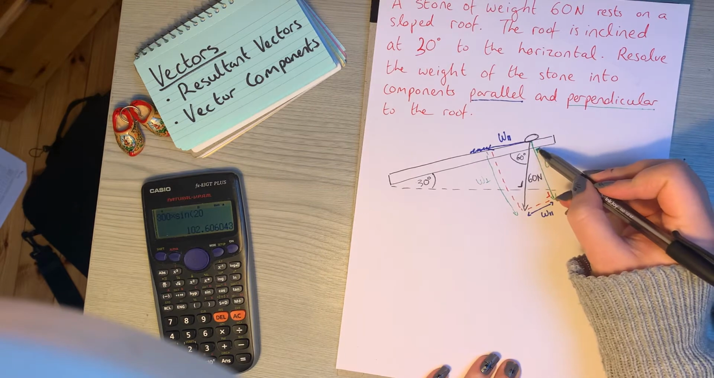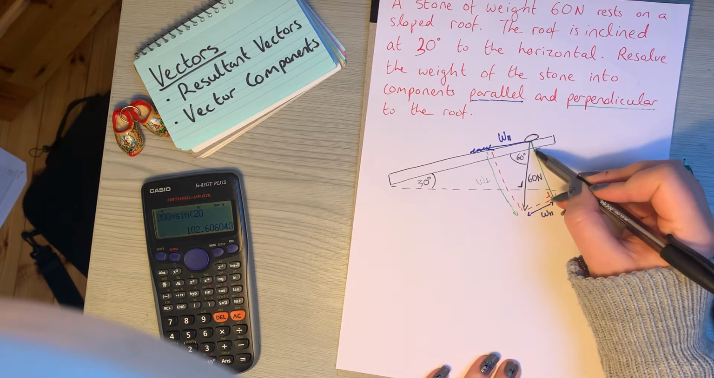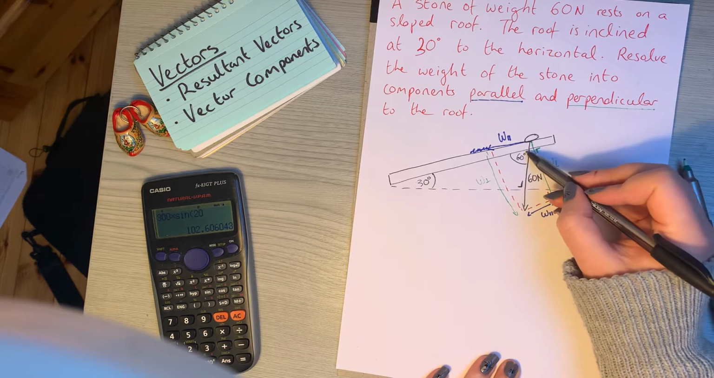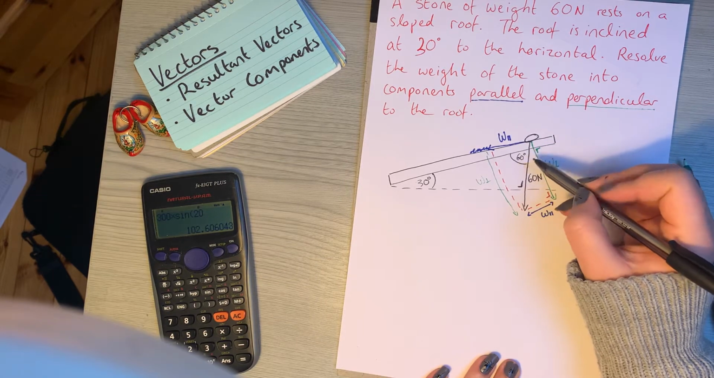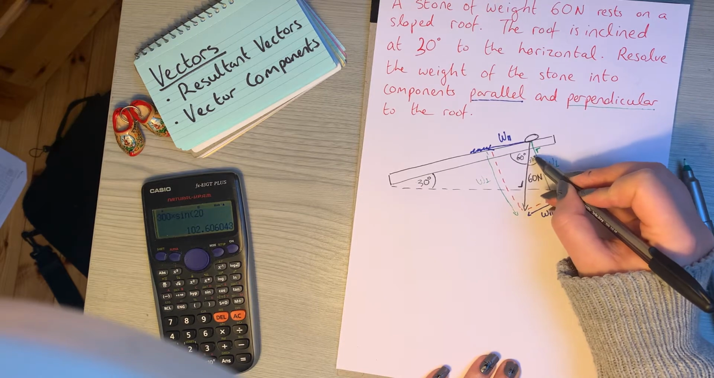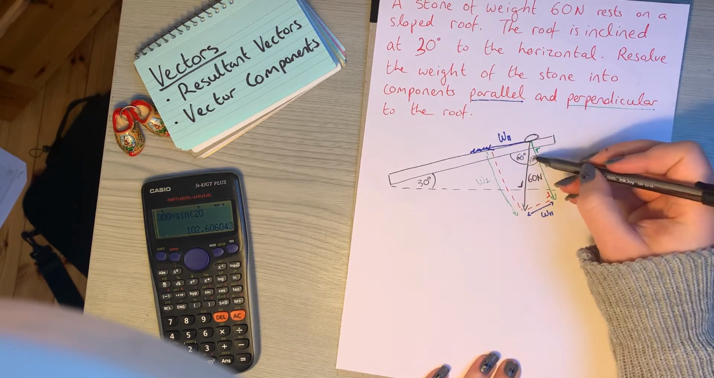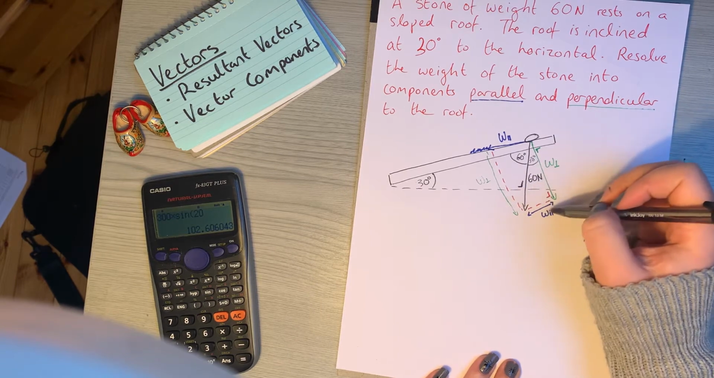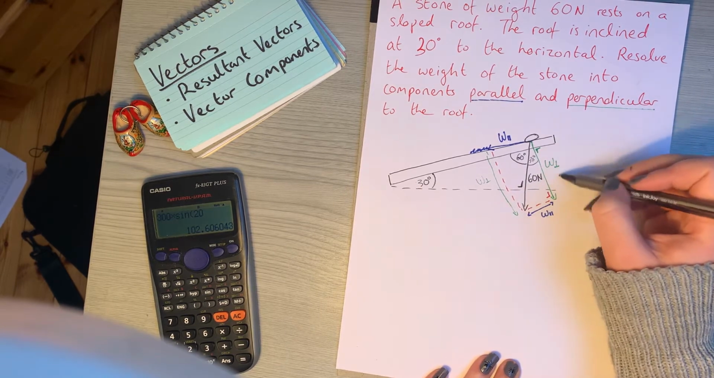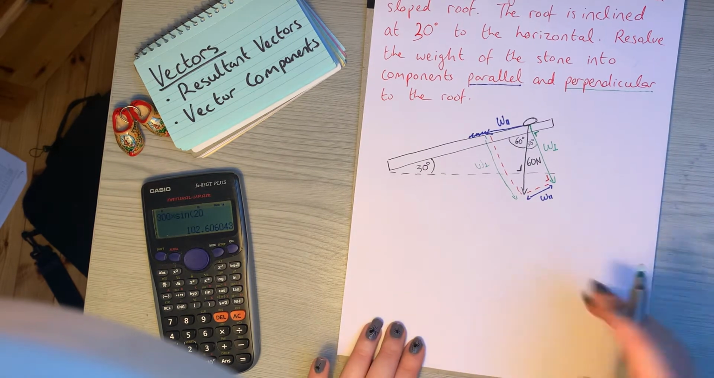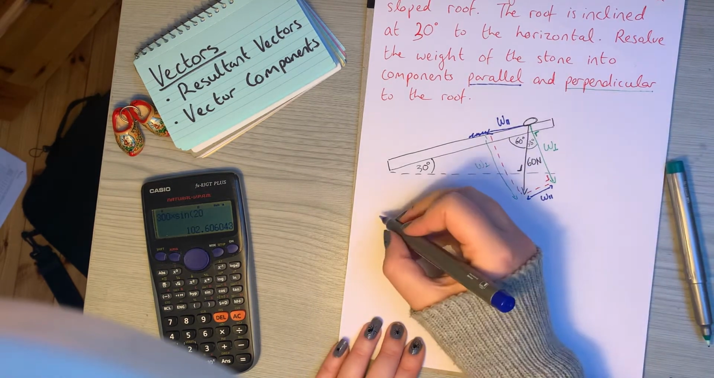And we also said that this perpendicular component is at a right angle with the roof. So that means that this also makes up a right angle triangle. So this must be 30 degrees in here because the sum of these must be 90. And now we have an angle we can work with to work out our parallel and our perpendicular components. So let's start off with the parallel component.